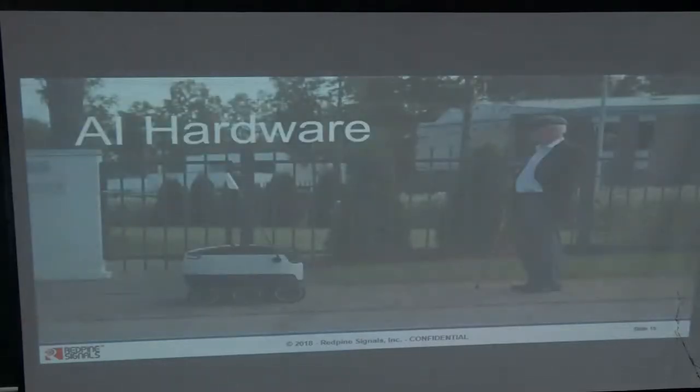And so with that, let's go deep into the AI hardware and what's happening there. So this particular picture is of a robot that's delivering pizza. It's also already operational in the United States, and this poor chap is wondering what's going on because the robot is finding its way.